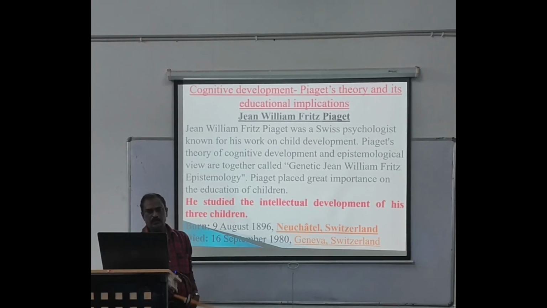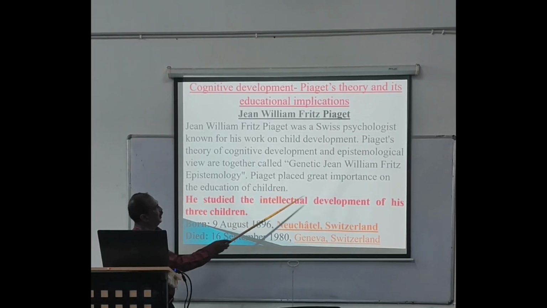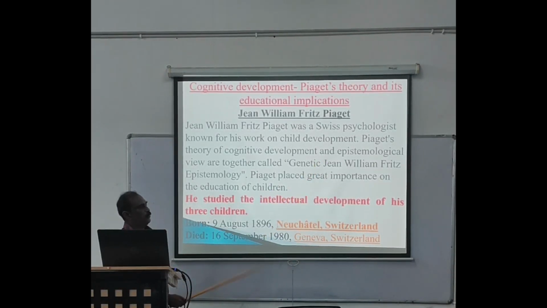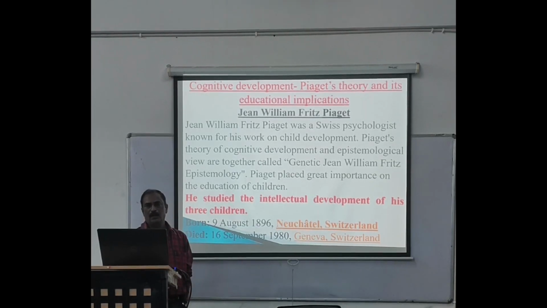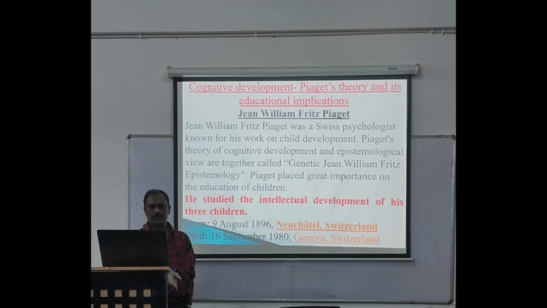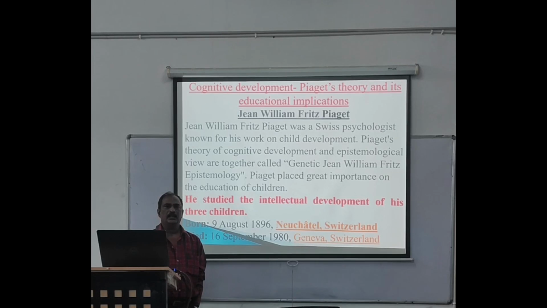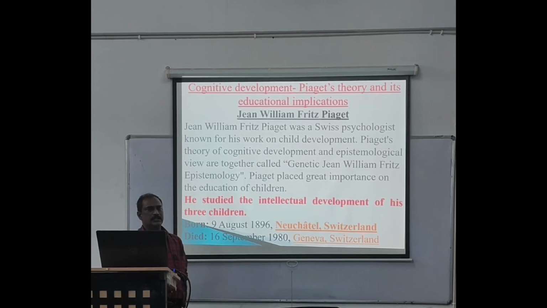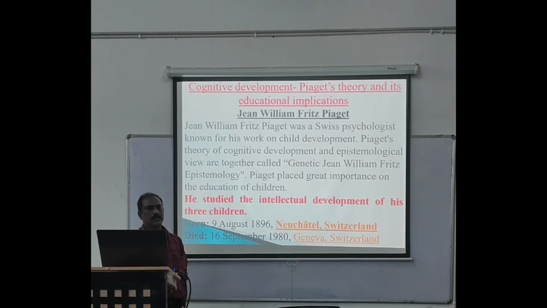So if you see this slide, here you are seeing the epistemology. Epistemology is one branch of philosophy. I think some of you know the etymological origin of the word philosophy. The word philosophy is derived from two Greek words, philos and sophia. Philos means love and sophia means wisdom. So in total we can say philosophy is the love of wisdom.